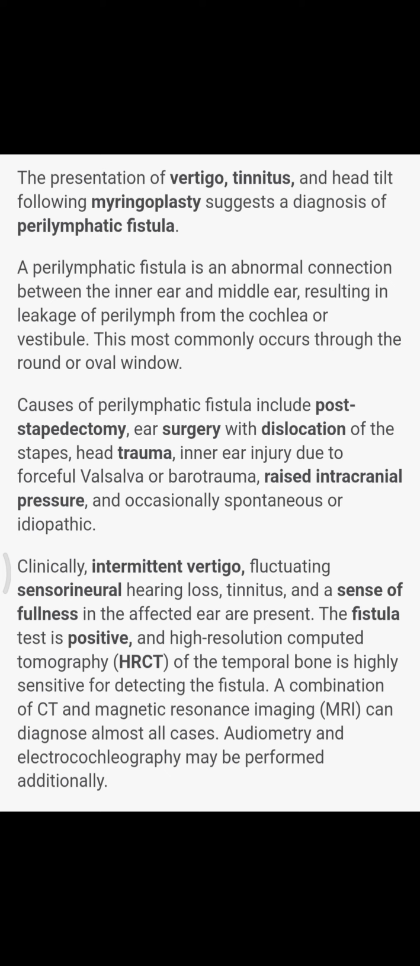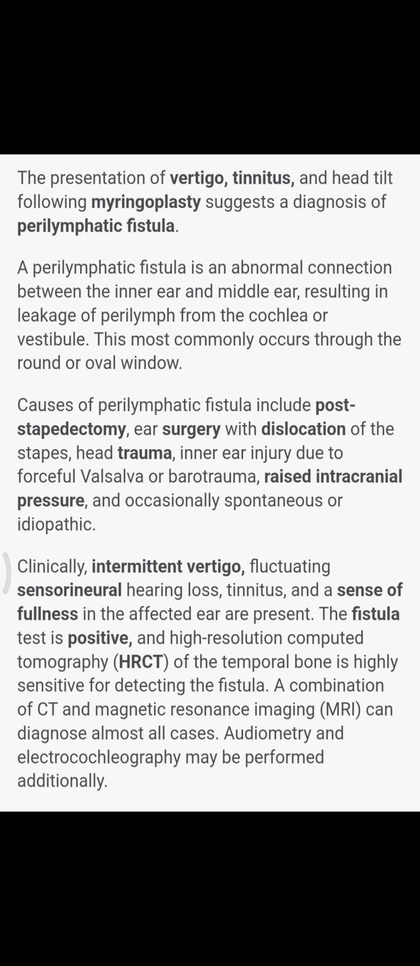So the causes of perilymphatic fistula include post-stapedectomy, ear surgery with dislocation of stapes, head trauma, inner ear injury due to forceful Valsalva or barotrauma, raised intracranial pressure, and occasionally spontaneous or idiopathic. Clinically, intermittent vertigo, fluctuant sensorineural hearing loss, tinnitus, and sense of fullness in the affected ear are present.